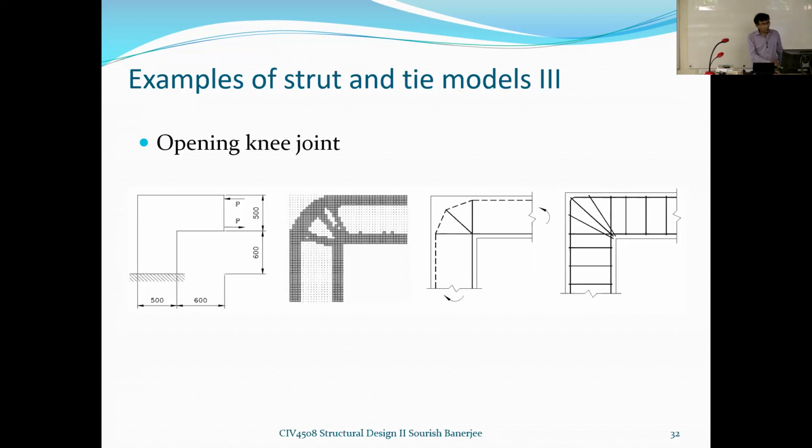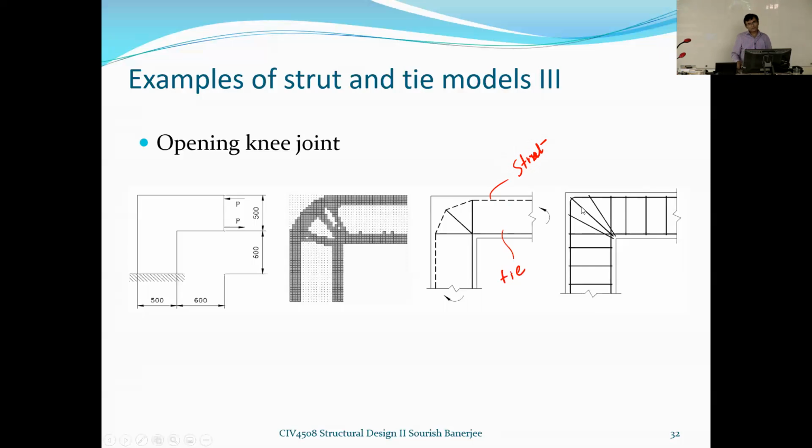And the dotted line is actually in compression, isn't it? Yeah, so the dotted line is basically the compression member, this is your tension member. So that's strut and that is tie. So if I write that here, this is your strut, and this is your tie.